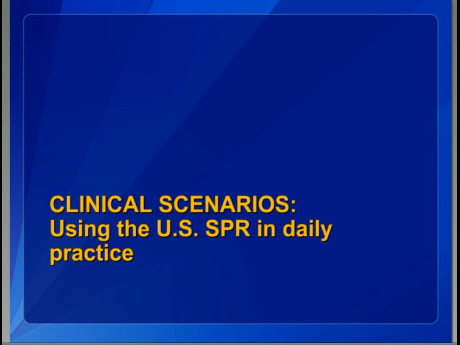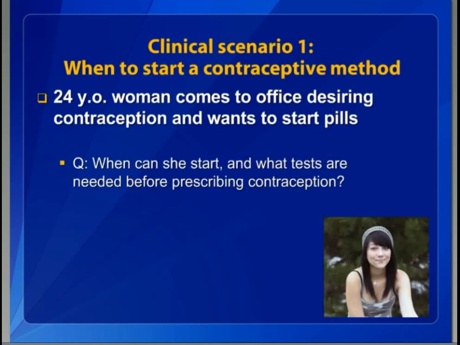To demonstrate how the guidance can be used, I'll quickly go through another few scenarios. So in this first scenario, a 24-year-old woman comes to the office desiring to start contraception, and she wants to use birth control pills. So we're asked, when can she start taking them, and what tests are needed before prescribing contraception?